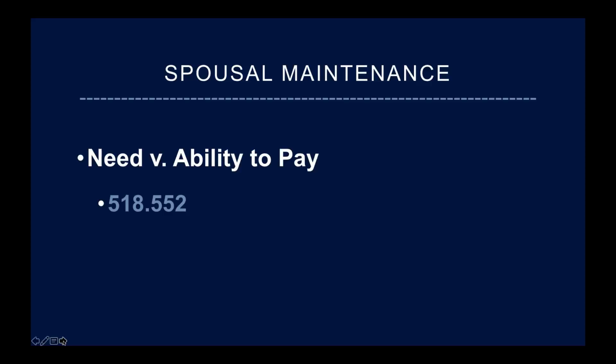It's a non-formula. It's a factor-based award rather than a formula-based award, where child support is based on a mathematical equation and is real easy to figure out. Alimony is based on a whole host of factors, and you can get 10 different answers from 10 different judges on the same facts. But just know that 518.552 is there and puts the burden on the party who seeks an award of spousal maintenance with demonstrating that they do in fact have that need, and that the other side has the ability to pay.